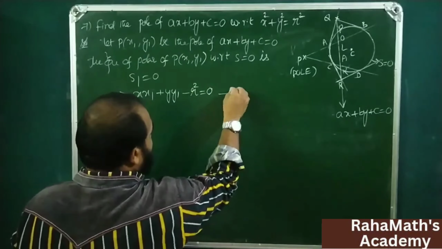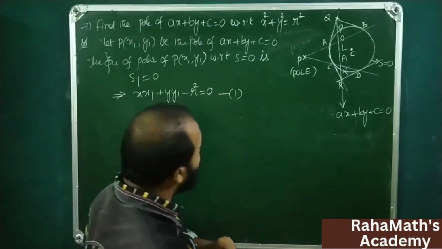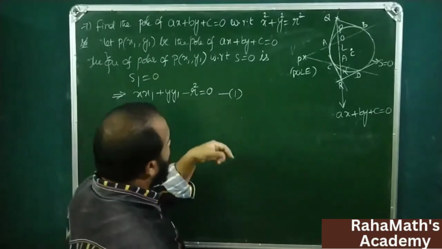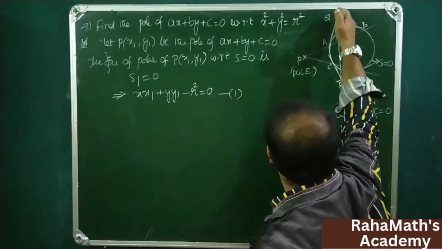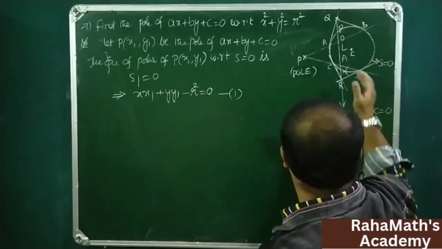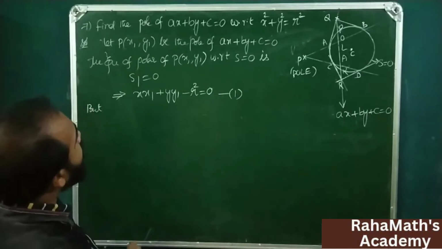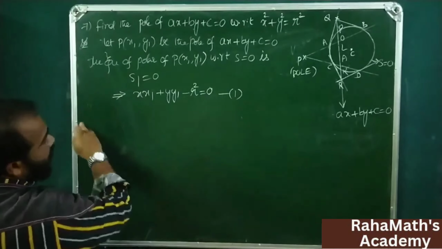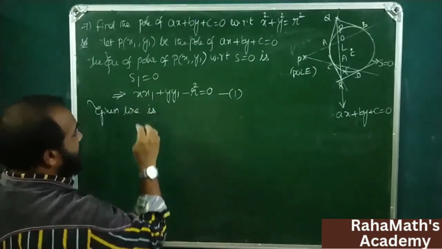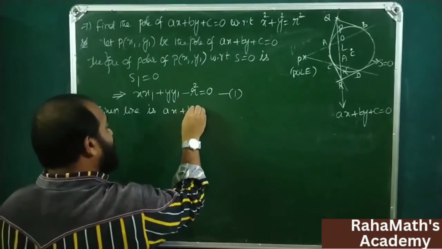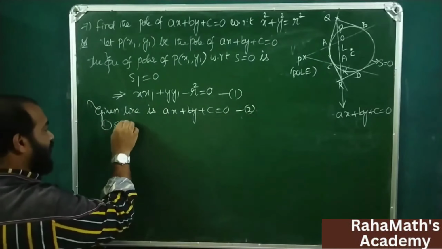Let us suppose that this is the first equation. So x x1 plus y y1 minus r square equals 0 is the polar of P with respect to the circle. That means this line. According to the question, the same line is ax plus by plus c equals 0. So the given line is ax plus by plus c equals 0. So 1 and 2 represent the same line.